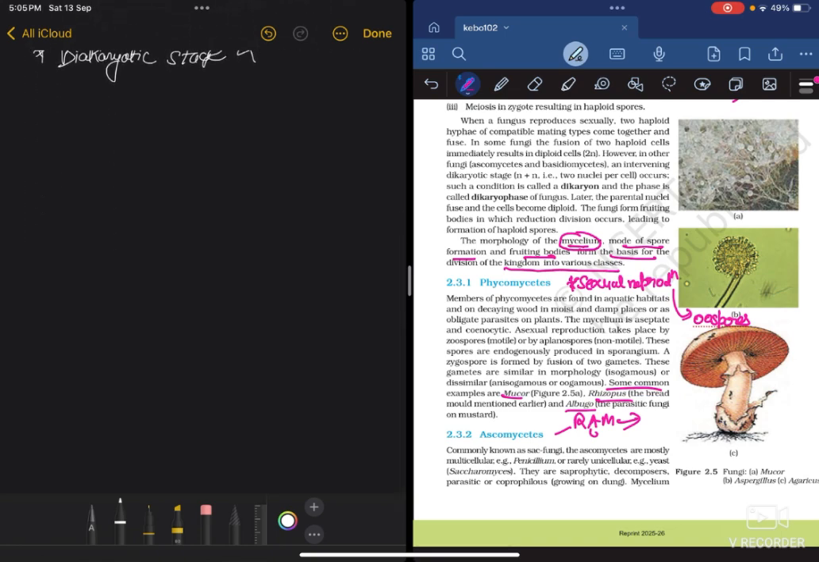Now coming to Ascomycetes, commonly known as sac fungi. The mycelium is branched and septate. Actually, except for Phycomycetes, in every other class the mycelium is branched and septate. Only Phycomycetes is aseptate and coenocytic.